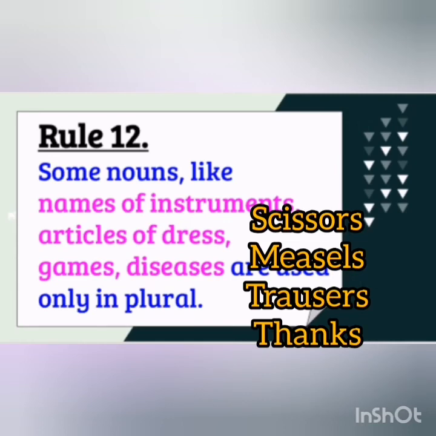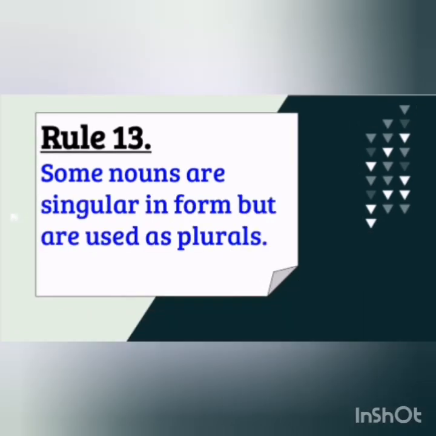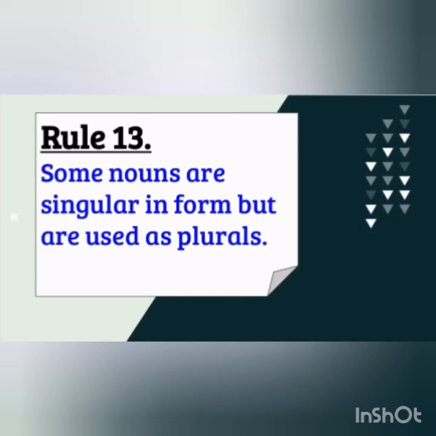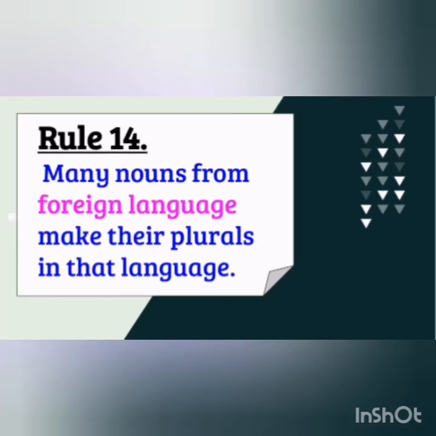Now coming to the next rule, some nouns are singular in form but are used as plurals. Like poultry, vermin, cattle. Like people, people itself is a plural word, we never say peoples, it is people. When we say peoples, it means what? It is a nation.